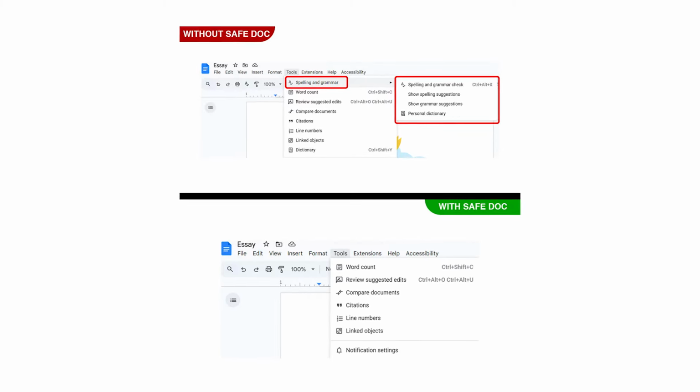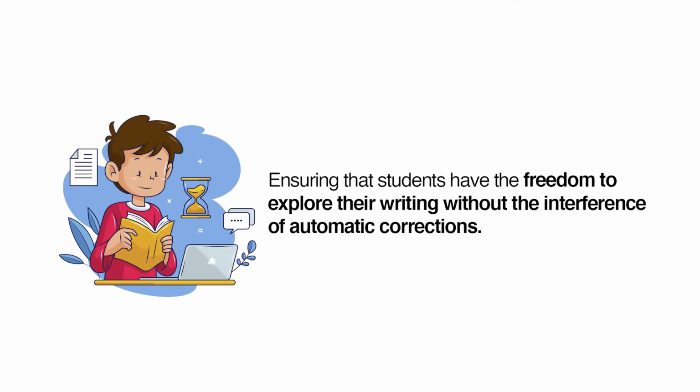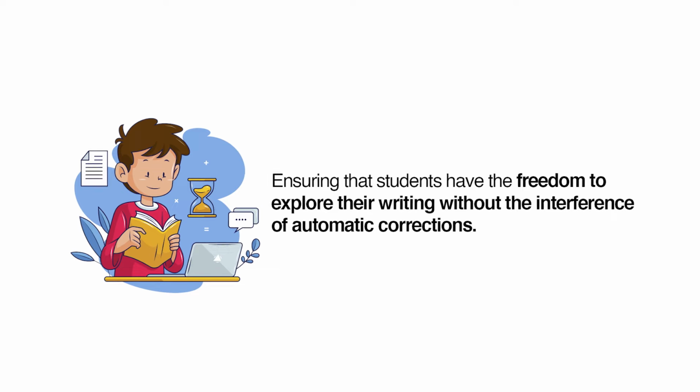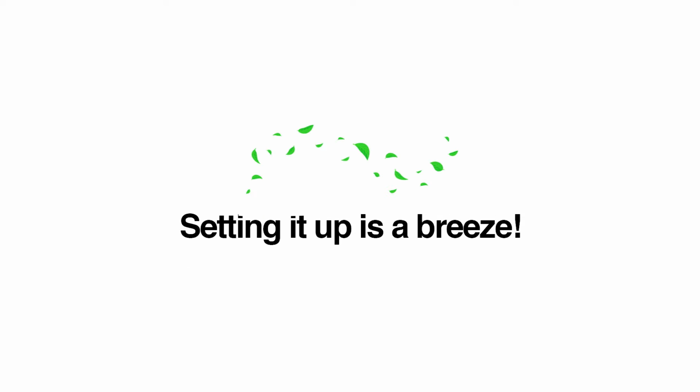That's where xFanatical's Safe Doc comes to the rescue. Safe Doc enables administrators to turn off spell check across Google Docs, ensuring that students have the freedom to explore their writing without the interference of automatic corrections. Setting it up is a breeze.